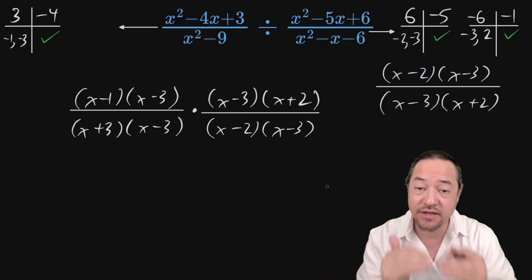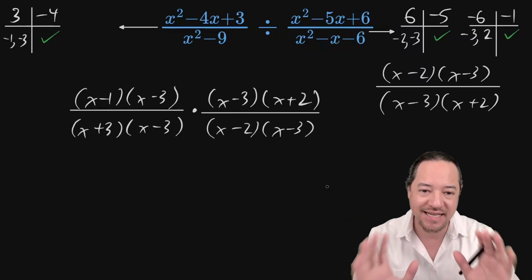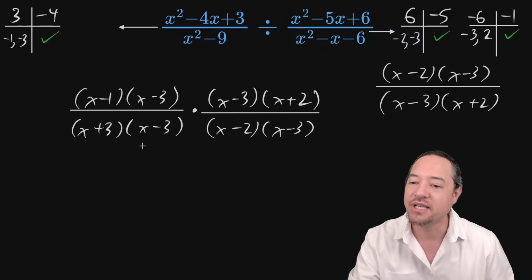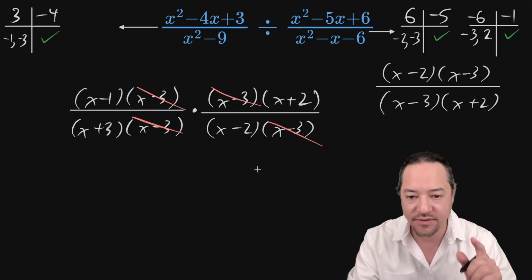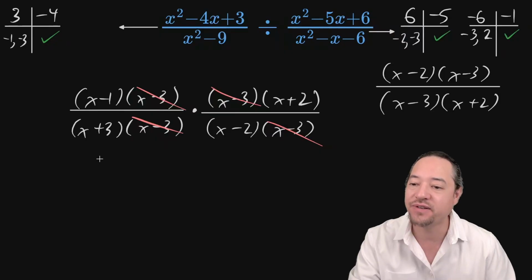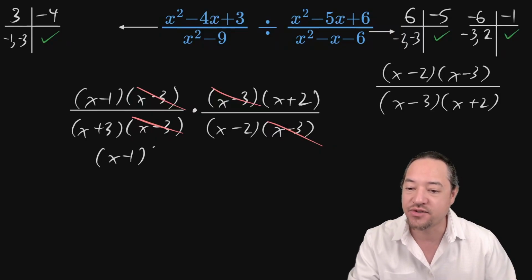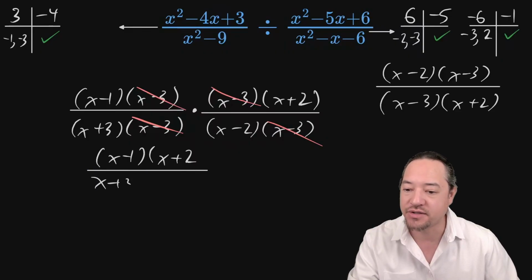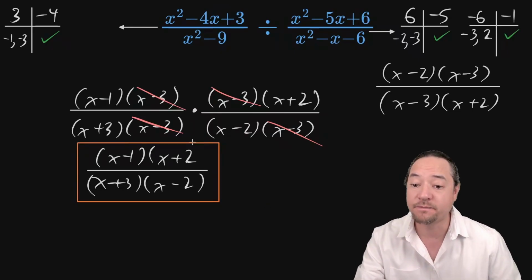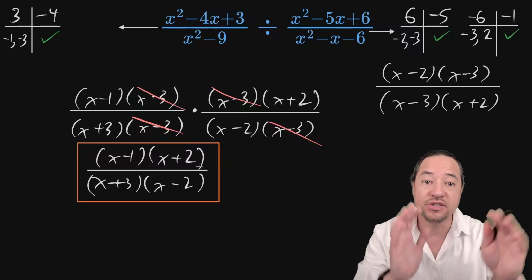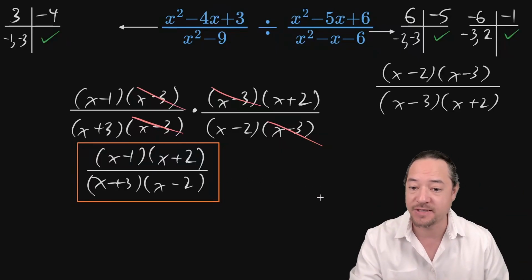Multiplication's simple. We just multiply the numerators, multiply the denominators, but we can actually cancel a lot of things now, can't we? So let's see, what can we cancel? Well, this x minus 3 and x minus 3 cancel. This x minus 3 and this x minus 3 also cancel. And I think that's everything that cancels. Okay, so our final result will be x minus 1 times x plus 2 divided by x plus 3 times an x minus 2. And there we go. Okay, that's going to be the final result after we do this division of these two rational expressions here.